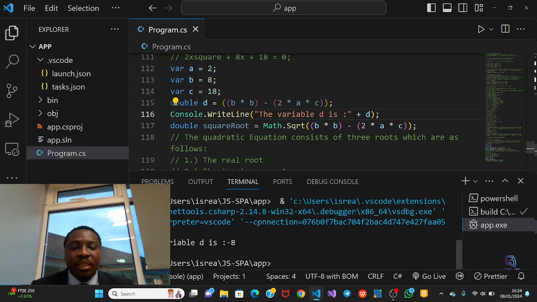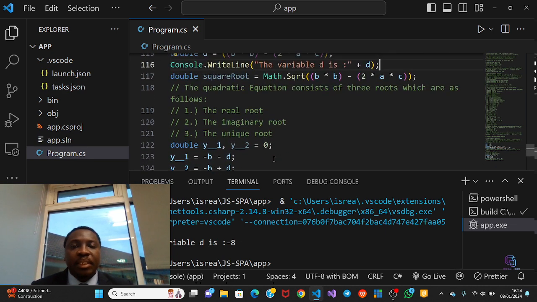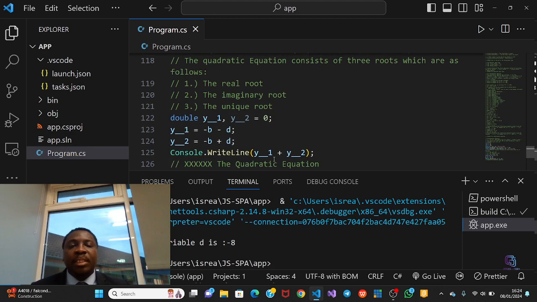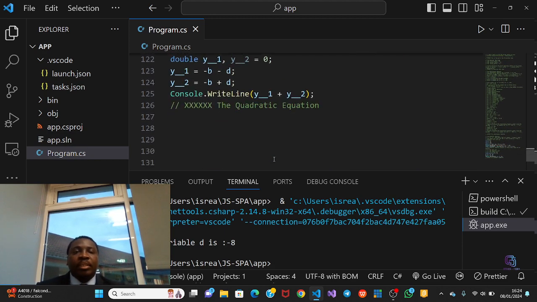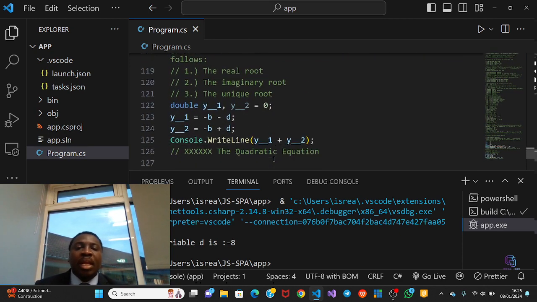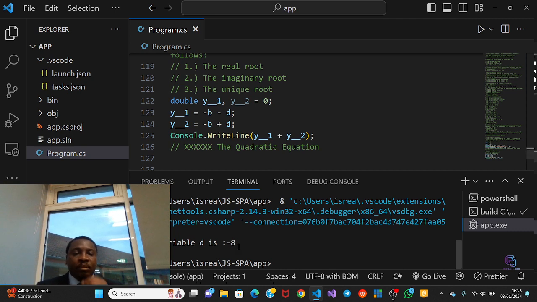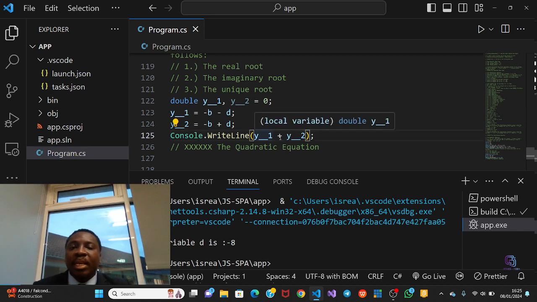Minus 8. So with this, we're able to solve the formula stating, okay, if this is minus 8, and a is 2, so 2 plus minus 8, that's what? Minus 6. So with this, we're able to get just one output stating that the variable is what? Minus 16. Is it the same root? Oh, there's a mistake here. So we added it together. So now what are we going to do?